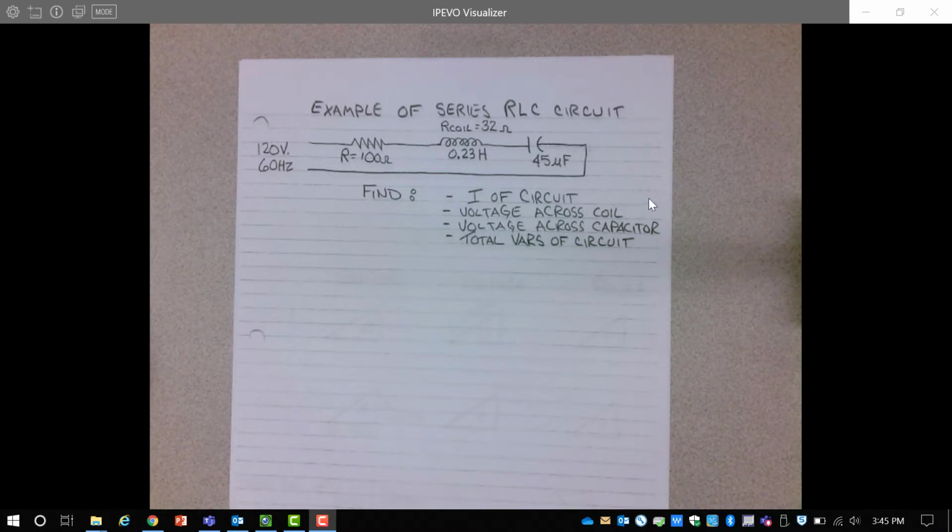What we are looking for in this circuit is the current of the circuit, the voltage drop across the coil, the voltage drop across the capacitor, and the total VARs of the circuit.